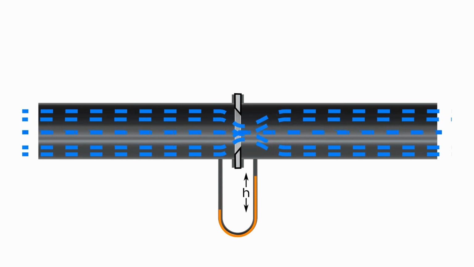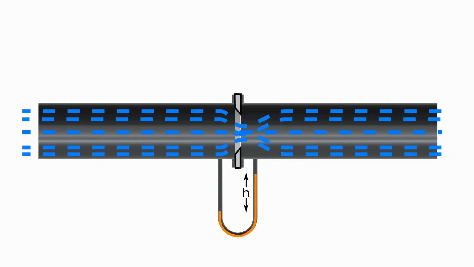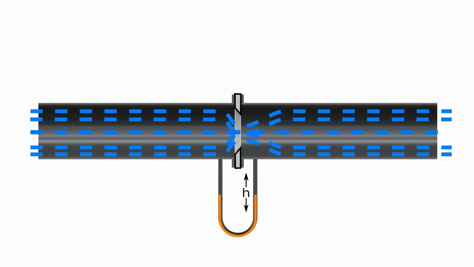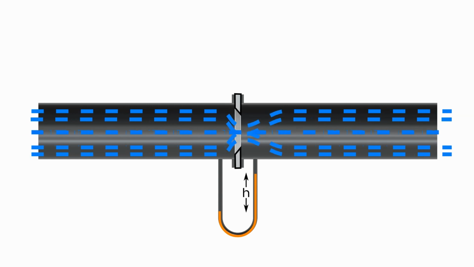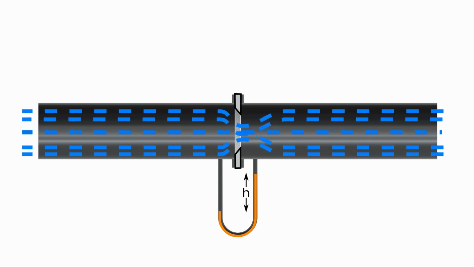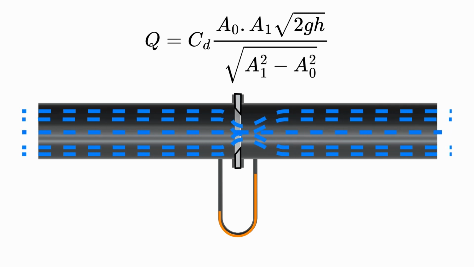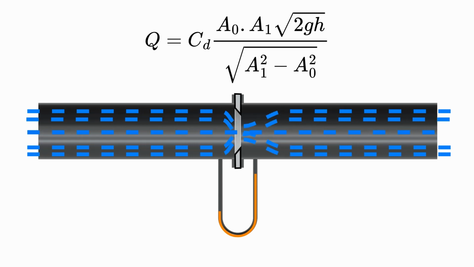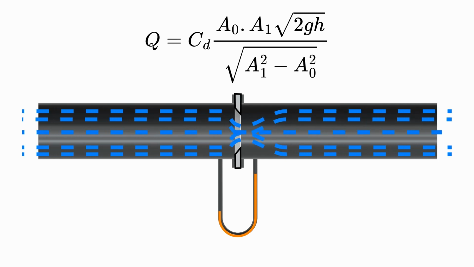When fluid flows through the orifice, it experiences a constriction, leading to an increase in fluid velocity and a decrease in pressure. This pressure drop across the orifice plate is directly related to the flow rate of the fluid. The formula for flow rate is shown. Here CD is the coefficient of discharge. A1 is the area of the pipe. A0 is the area of the orifice. H is differential head.